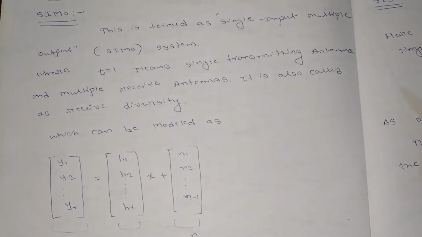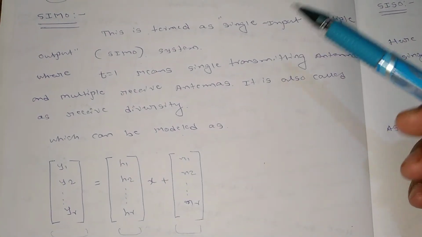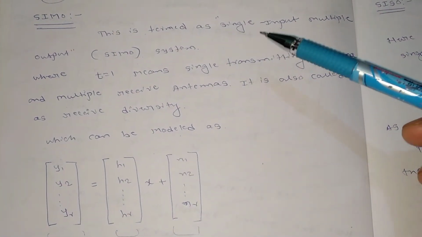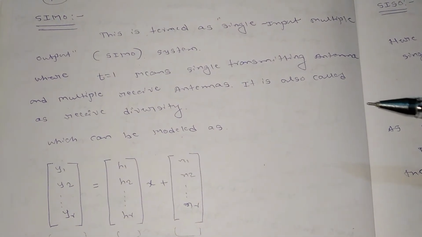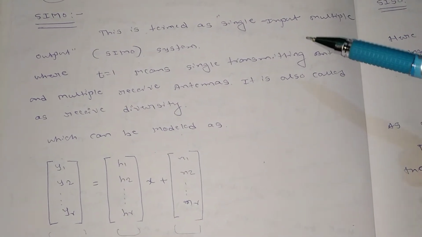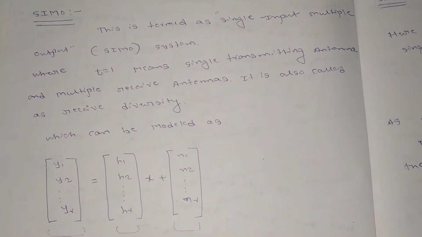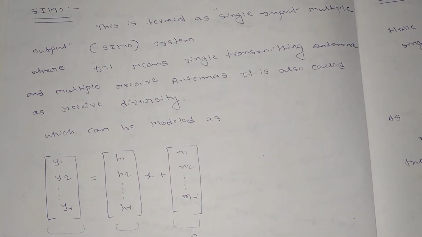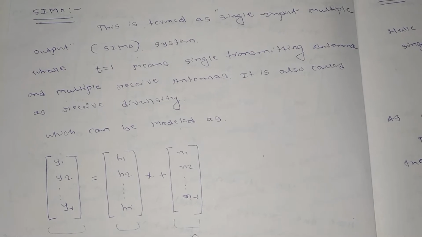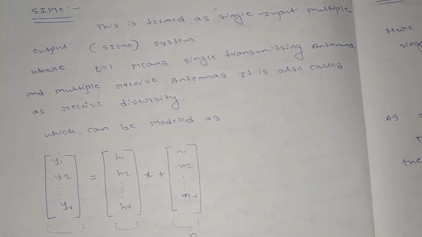Alright guys, so I will start with SIMO first. So this is termed as the single input multiple output, SIMO, system. As the name suggests, it is abbreviated like SIMO, where T equal to 1 means a single transmitting antenna and multiple receive antennas. So it is also called receive diversity.